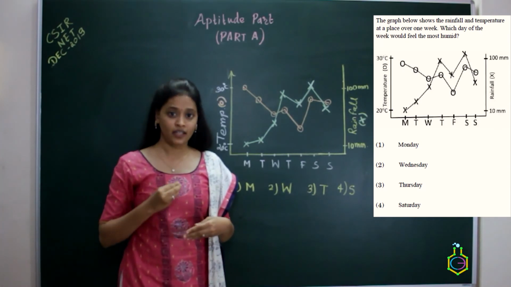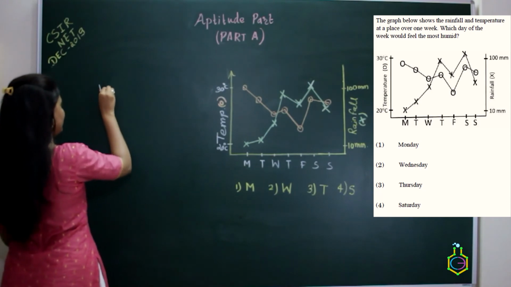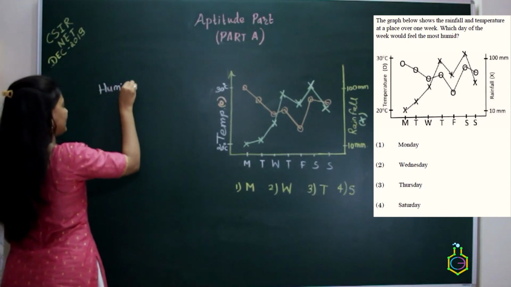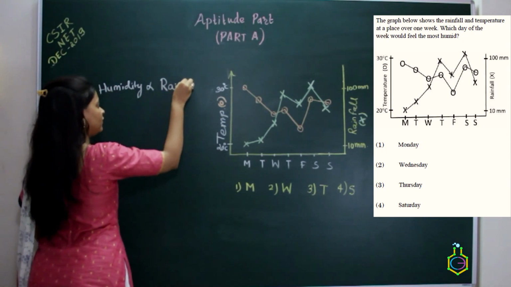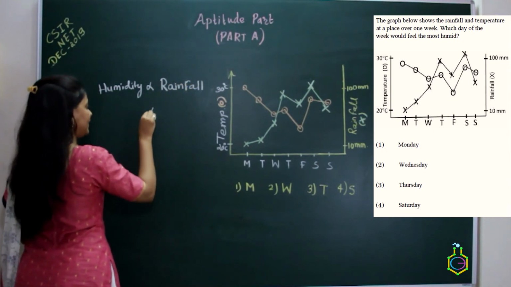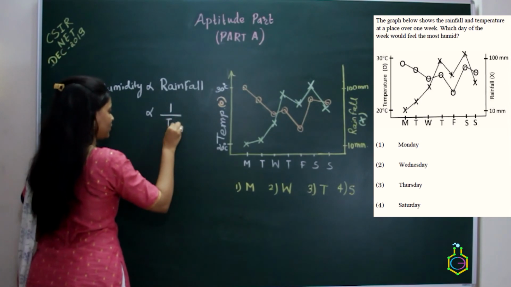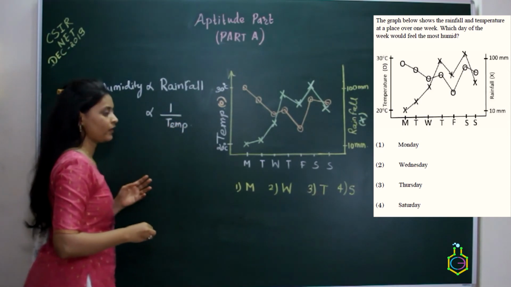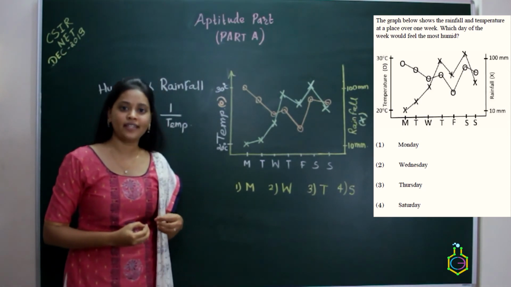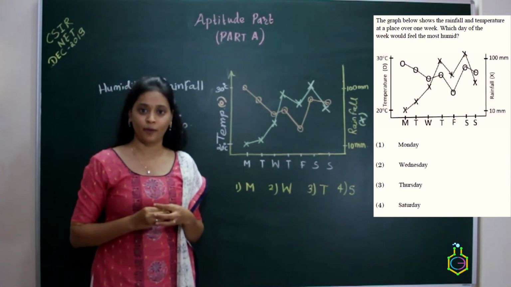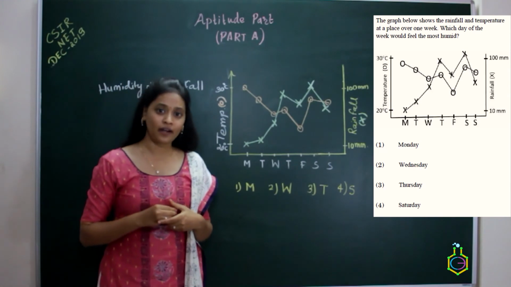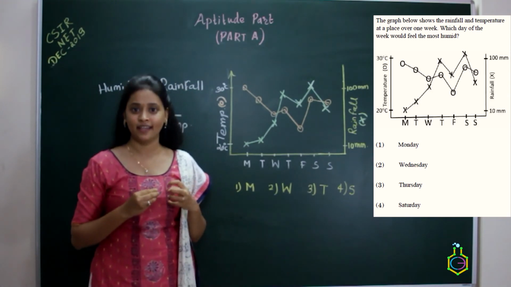So, first of all, we have to see what the relationship is between humidity, temperature and rainfall. Humidity is directly related to the rainfall and it is inversely related to the temperature. From our observation, we can say that on rainy days, the humidity is more in the environment. On the other hand, on summer days, we can see that the humidity is less.